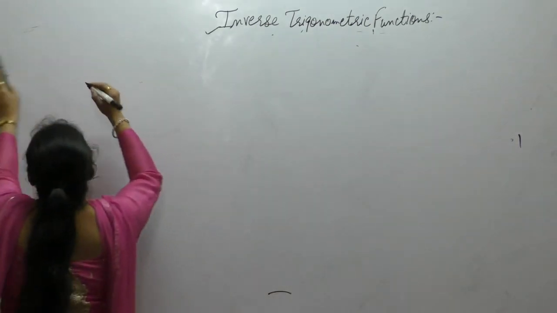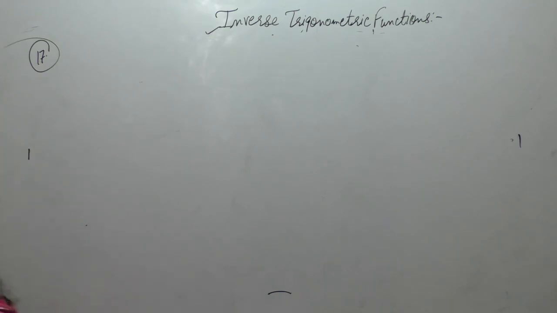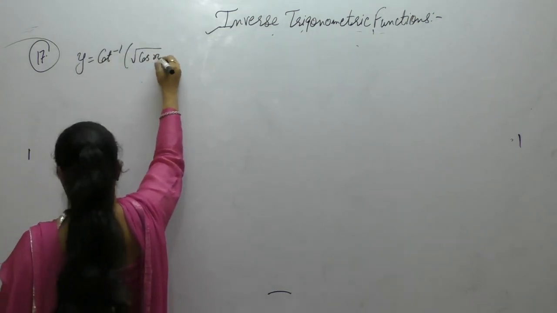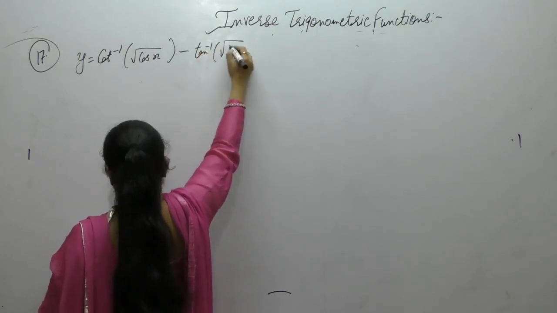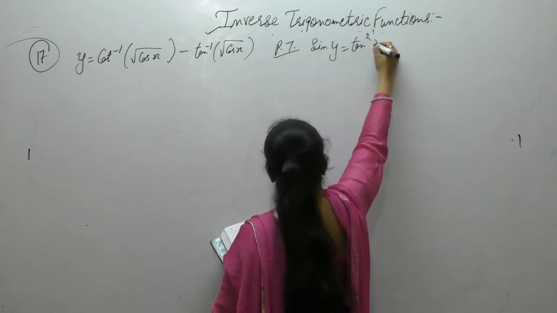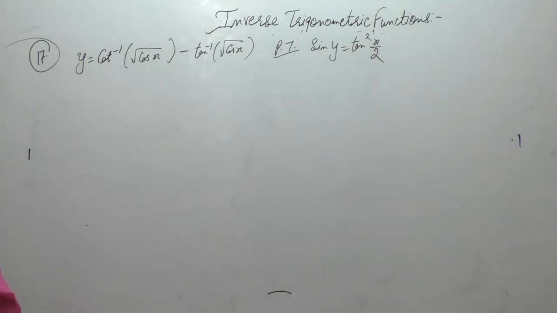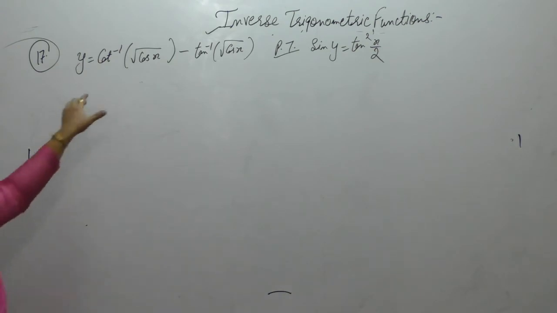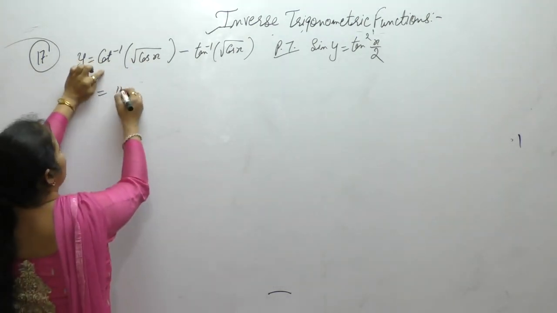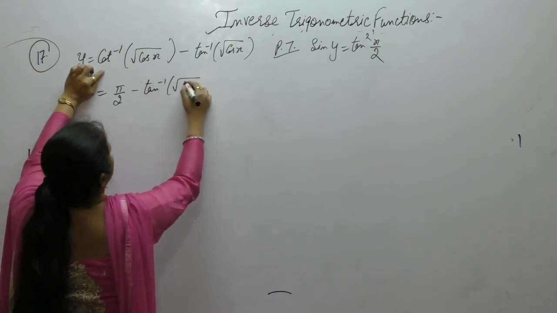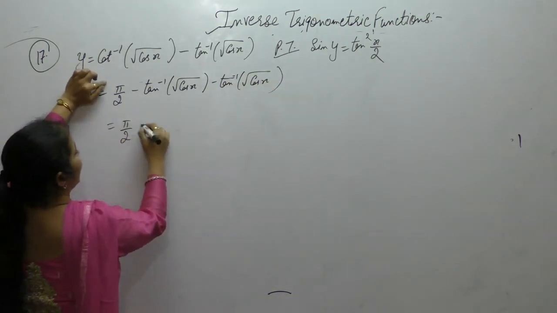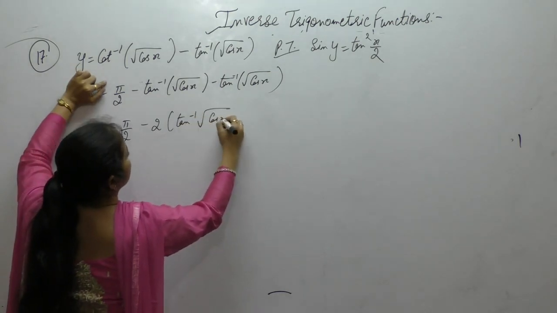Now the next one. If y is equal to cot inverse square root of cos x minus tan inverse square root of cos x, prove that sin y is equal to tan square x by 2. Now, cot inverse, let it be theta. Tan inverse theta plus cot inverse theta is pi by 2. So we can write it as pi by 2 minus tan inverse root cos x. So pi by 2 minus 2 times tan inverse root cos x.